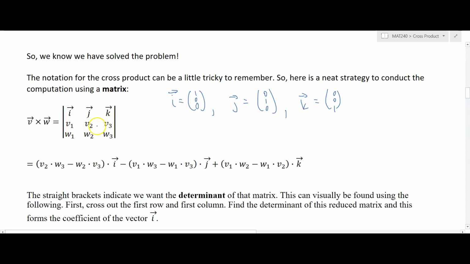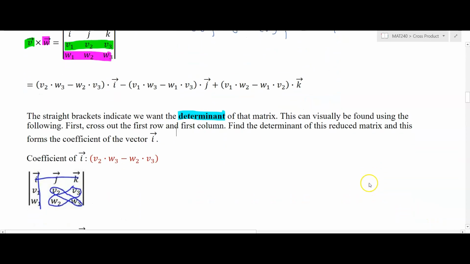And then in the second row, we have the components of the first vector listed. So the second row has to contain the first vector in that cross product. The third row will contain the components of the second vector. These brackets around this denote what's called the determinant of a matrix, and we'll describe in just a moment how to do it. So this can easily be found by following the principles.